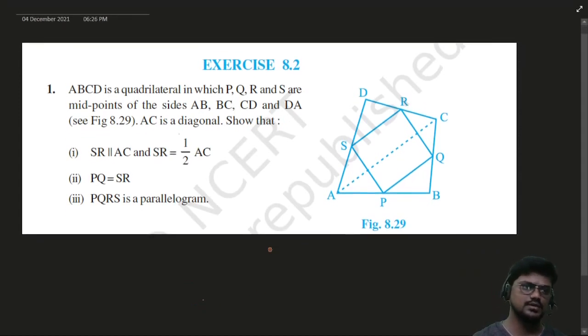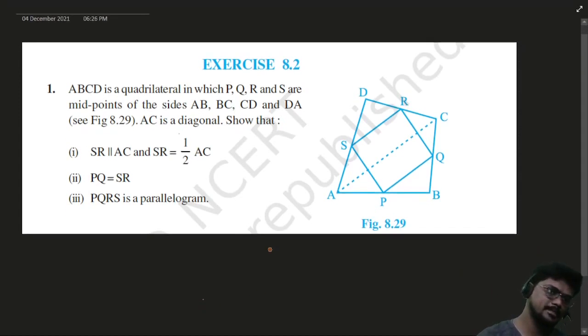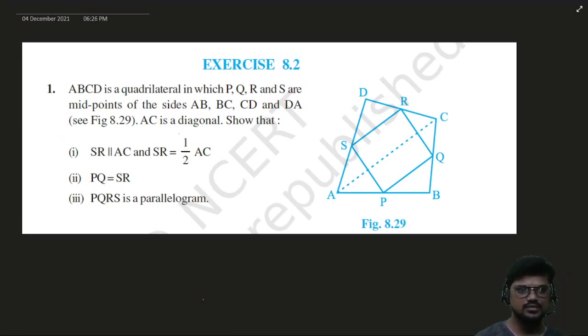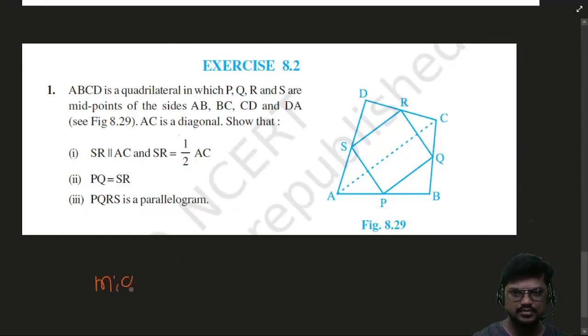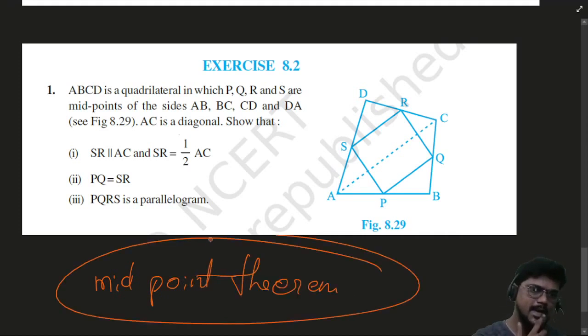Sir, we haven't done the midpoint theorem. Midpoint theorem. Fine, we'll do it properly in the next class. We don't have much time also. We'll explain the midpoint theorem in the next class. I will write it down over here: midpoint theorem, we need to do. We'll do it in the next class. But let me complete this.